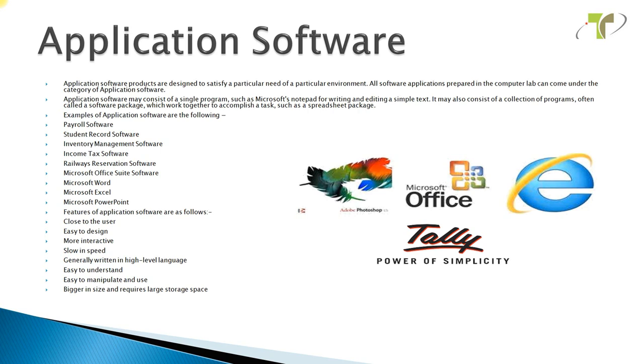So this is your application software, and before that what we understood is your system software. System software is designed for the computer. Application software is designed to satisfy a particular task. So this is the difference between system software and application software.